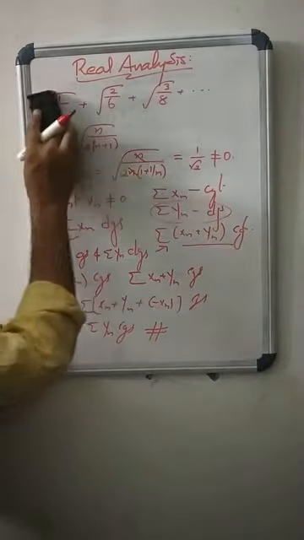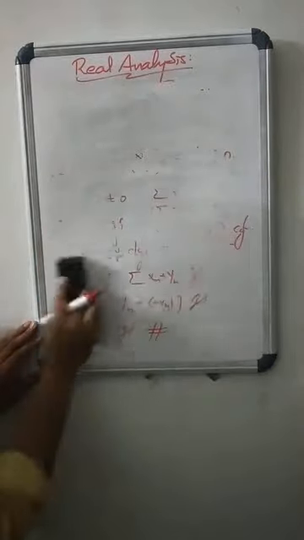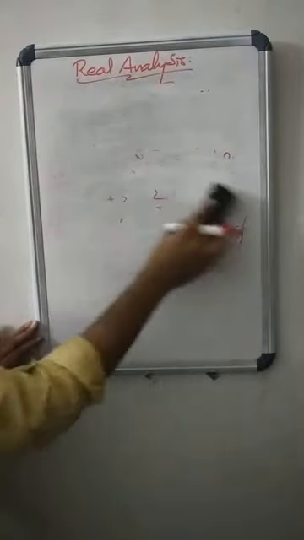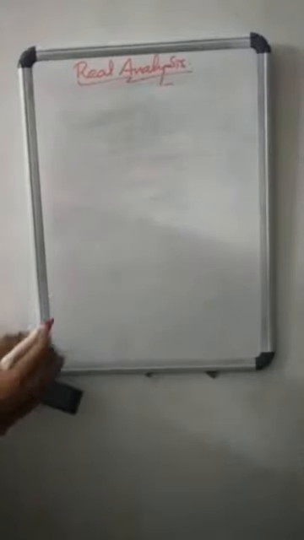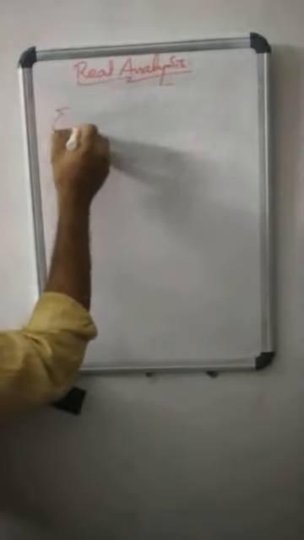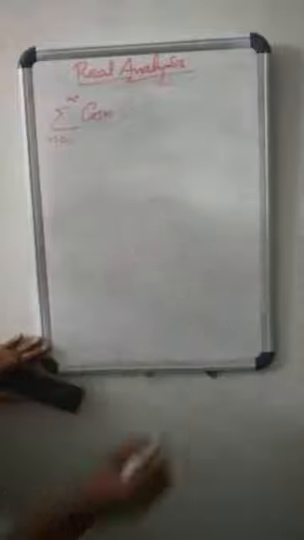Okay. Then what about the series sigma n ranges from 1 to infinity cos n? Is it divergent or convergent?